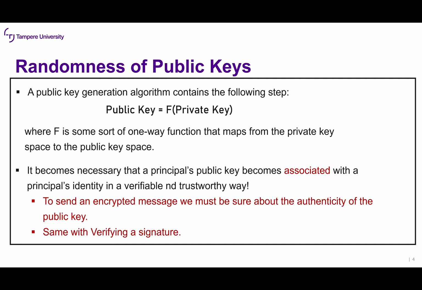Now, it becomes necessary that the principal's public key becomes associated with the principal's identity in a verifiable and trustworthy way. To send an encrypted message, we must be sure about the authenticity of the public key, and the same goes for verifying a signature, right? If we wish, for example, to send an encrypted message to Bob, we will be using Bob's public key. Nevertheless, it's important to be sure that we are using the correct public key, right?